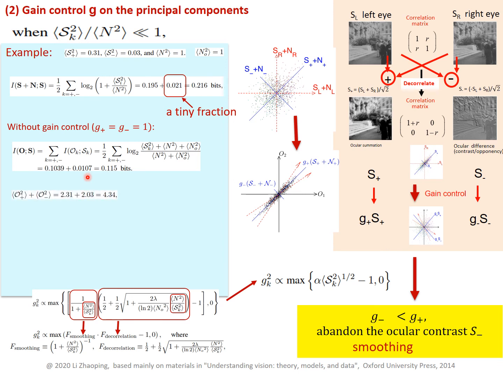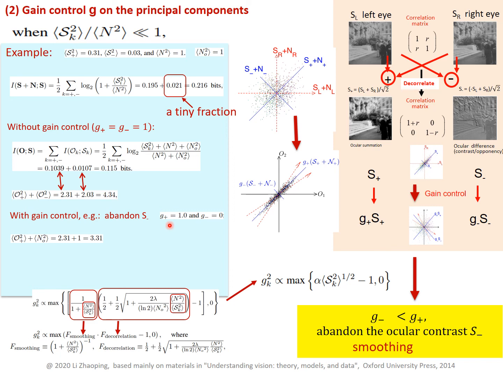But if we look at the costs, the two channels are comparable, because most of the costs are spent on noise, which is dominating. Therefore, it's a poor trade-off in the difference channel to spend almost half of the costs for only a tiny fraction of the information extracted. And therefore, it's a good idea to apply gain control, for example, to abandon the difference channel by giving it a zero gain while keeping the summation channel.